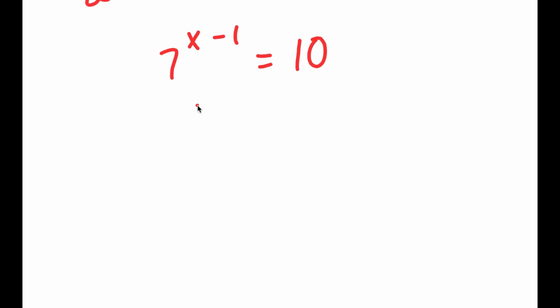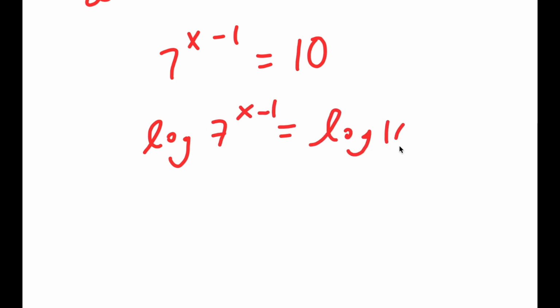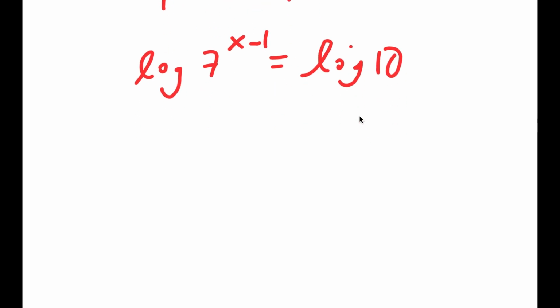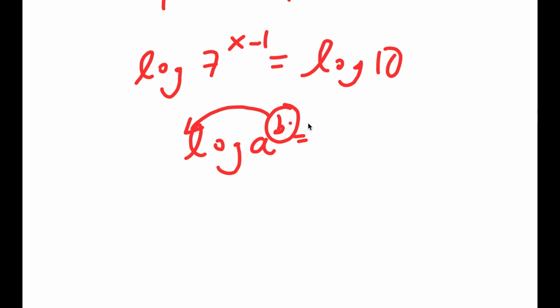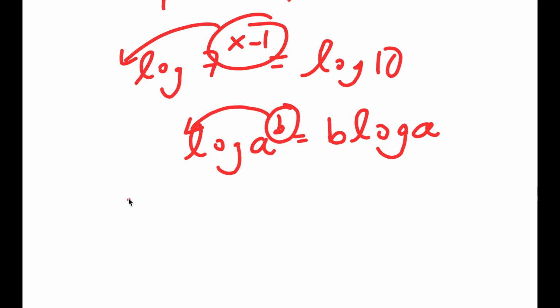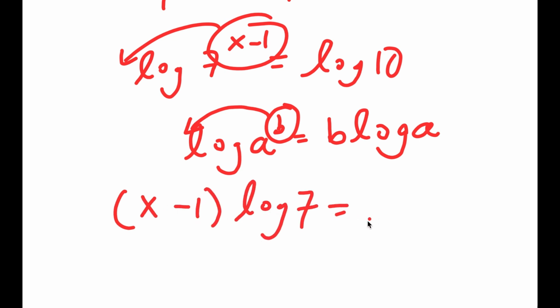Now I'm going to take the log on both sides, so I get log of 7 to the power of x minus 1 is equal to log of 10. And if I have something in the form log a to the power of b, I can move this b to the front. So it's going to equal b times log a. So in this case, I have log 7 to the power of x minus 1, and I can move x minus 1 to the front. So now I have x minus 1 times log 7 is equal to log 10.